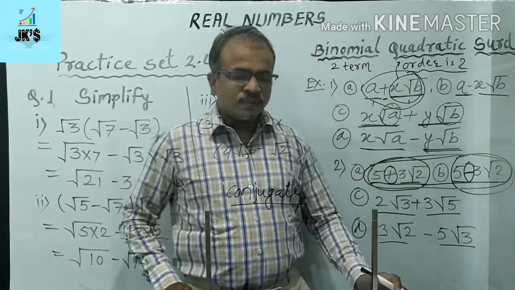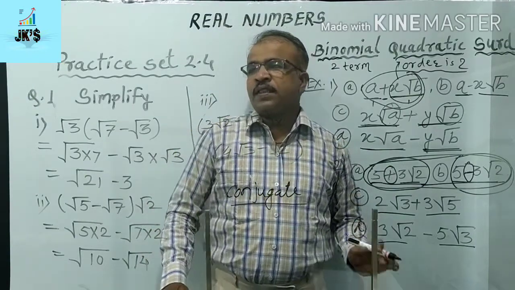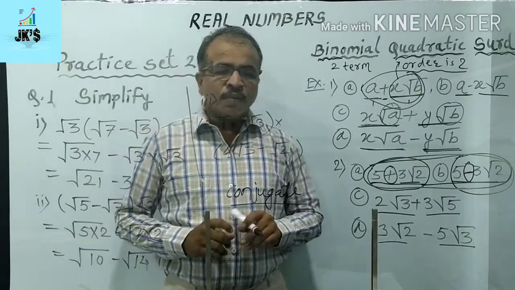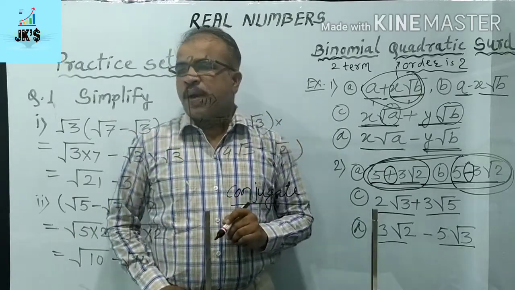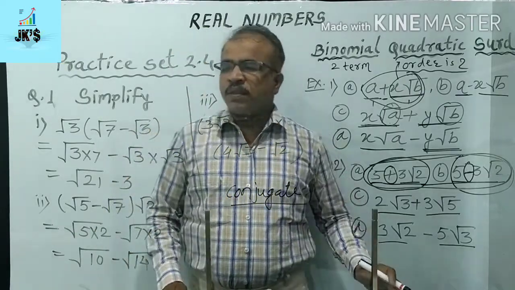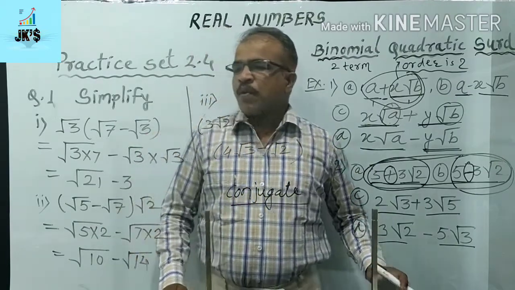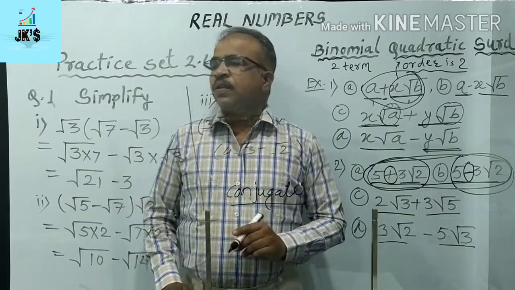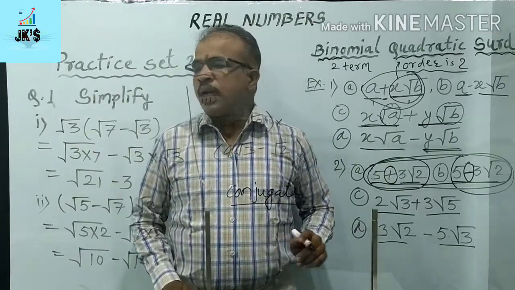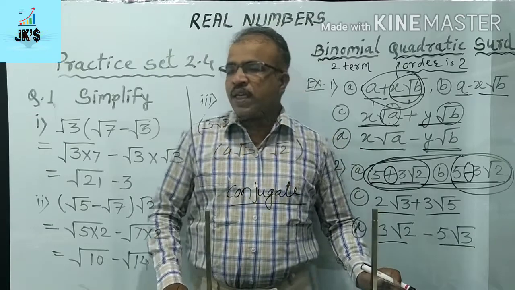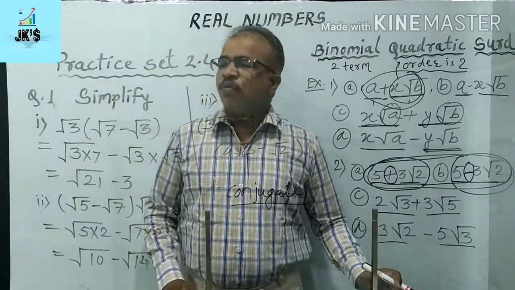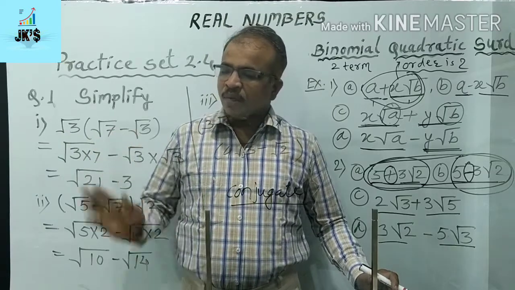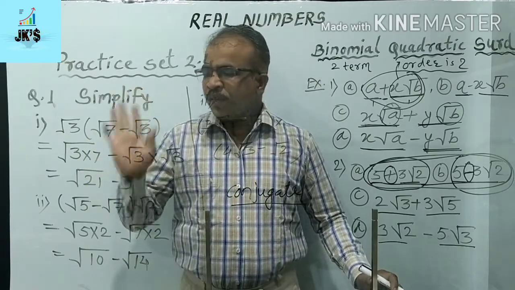Okay? Now come to the next topic, that is practice set 2.4. First question is simplify. Simplify means we have to perform the given processes. First example, root 3 into bracket root 7 minus root 3. Means we have to multiply this by root 3 to both the terms and then perform the subtraction.